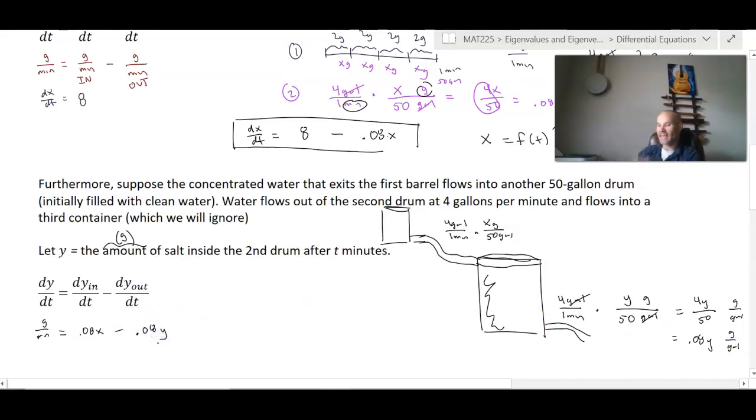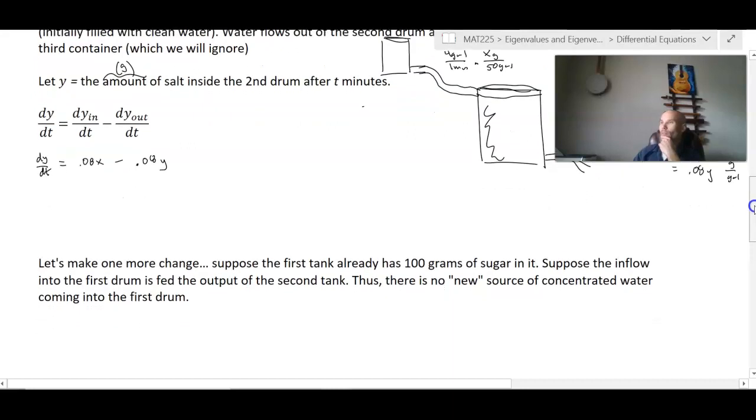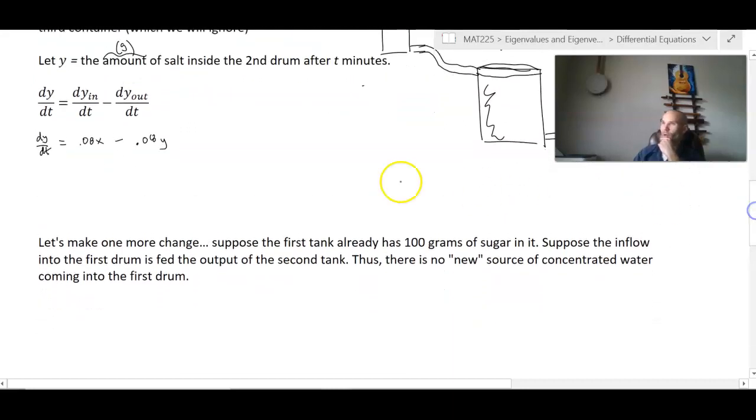It's kind of like we're starting to see a linear model emerging here. Except the linear model inputs quantities of salt, and what it outputs is the rate of change of salt in grams per minute. Before we learn how to solve this, again, what we want to get is y as some function of time. So what is that function of time?